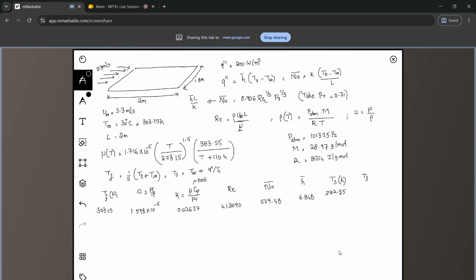So I can take the average of 332.5 and the ambient temperature. So that is giving me around 317.65. So you can see that I assumed something, but the value I'm getting here is not matching that assumption. So now I'll have to redo the calculation again. I'll start from 317.65 and then repeat the same process. I'll calculate the thermophysical properties first. So these values.